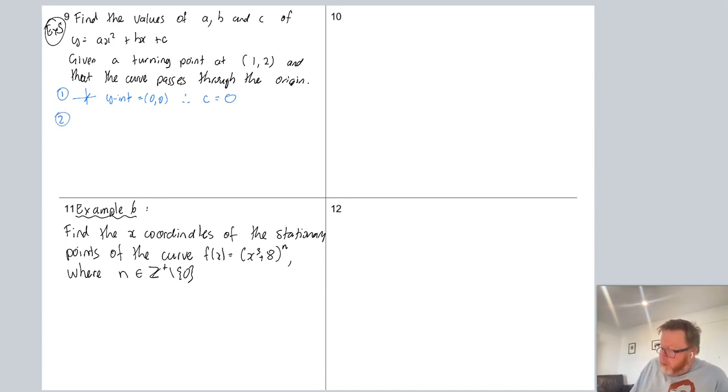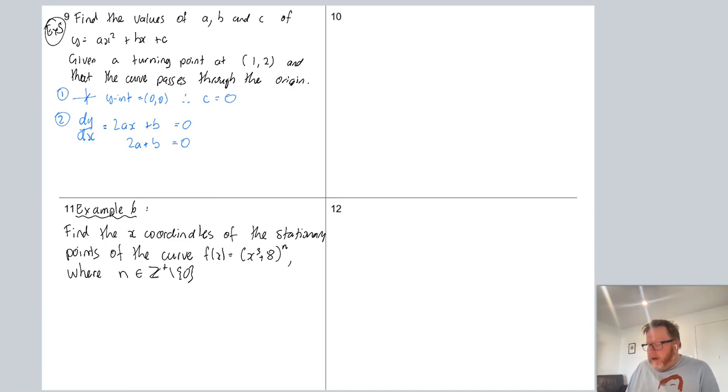Okay, number 2. What else we got? A turning point of 1, 2. So we know that the function, the curve passes through 1, 2, because it's a turning point, so that's part of the curve. But let's go for the derivative first, dy by dx, and that gives us 2ax plus b, and the c, being a constant value, disappears. P.S. we know that c is 0 now, so it's disappeared one way or the other. And because it's a turning point, that is equal to 0 when x equals 1. So we have 2a plus b is equal to 0.